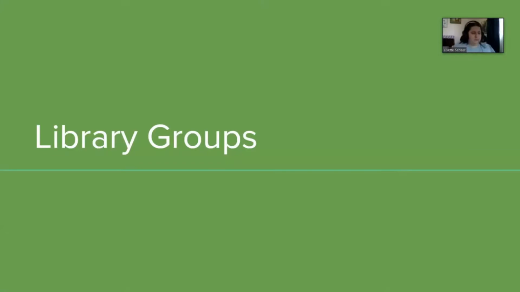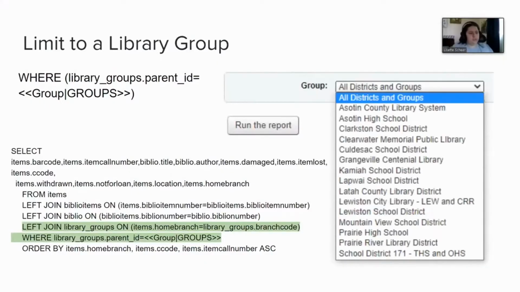Library groups. Our consortium is about 47 libraries now, I think. We have a mix of standalone libraries or schools like Asotin High School, school districts, and library districts. These are our groups here in a dropdown. It's pretty easy to just stick it in.